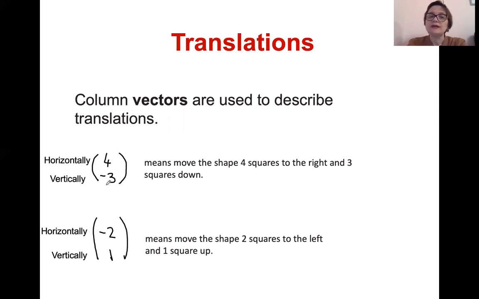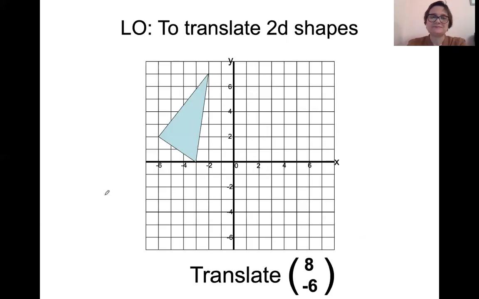Sometimes you are going to find a combination, okay, where it moves to the right and down, or to the left and down. Sometimes both of them are negative, so be careful. If both of the numbers are negative, then the shape will move or slide to the left and down. So pay attention to the sign of the numbers in the vector.